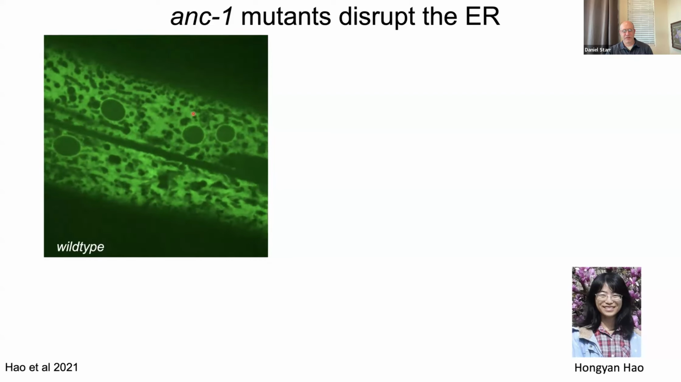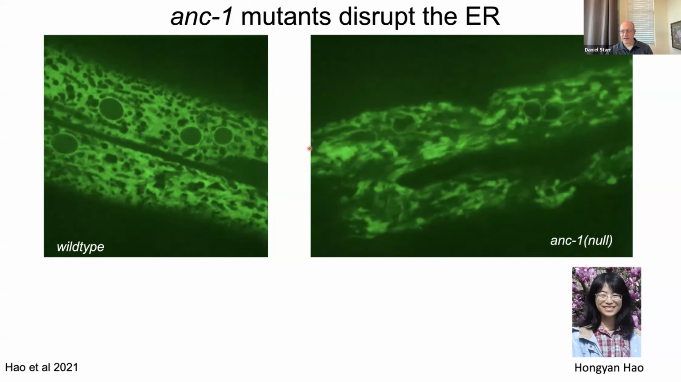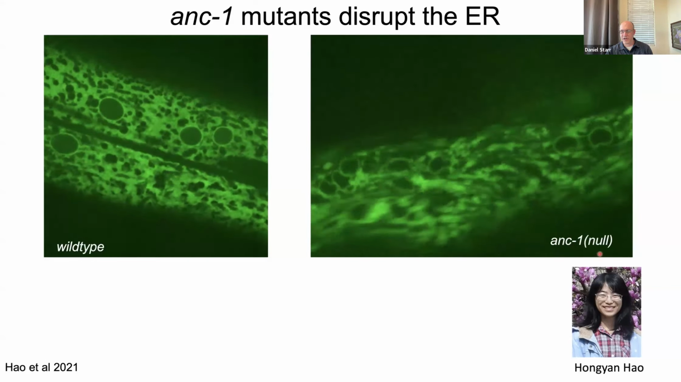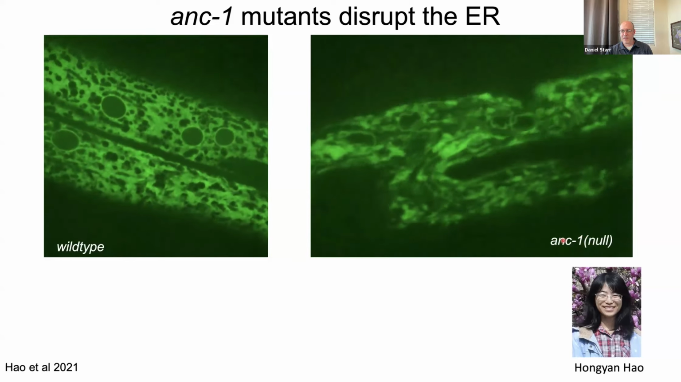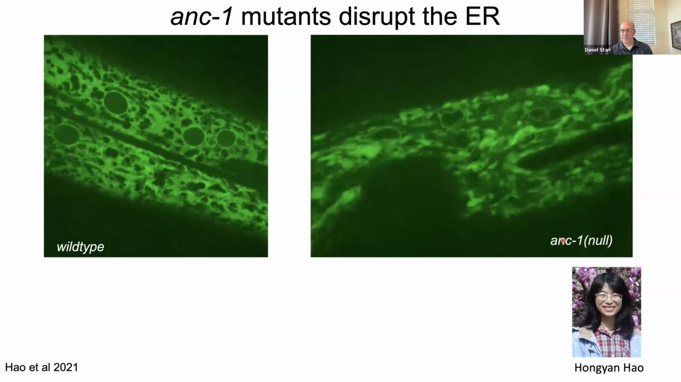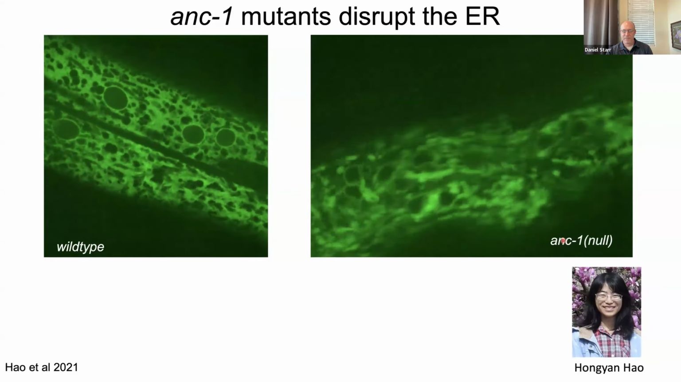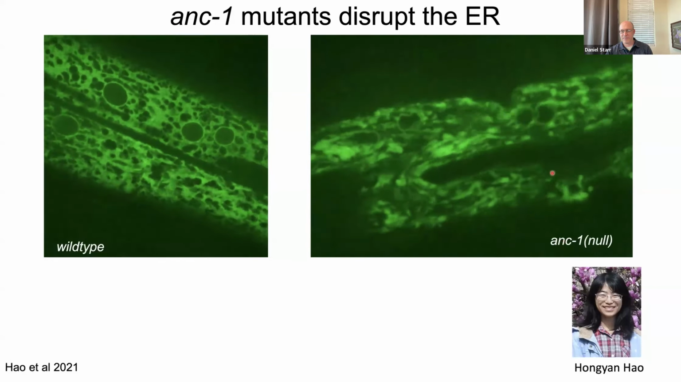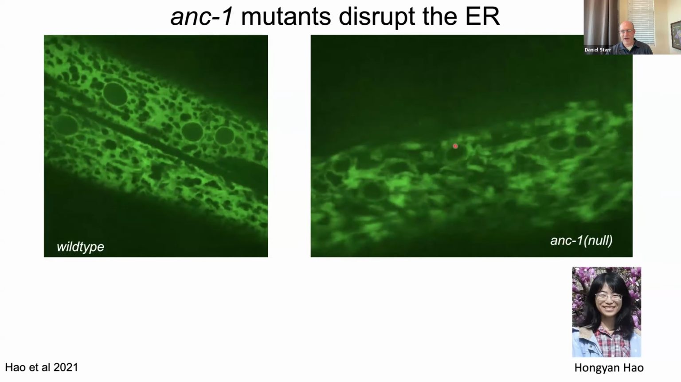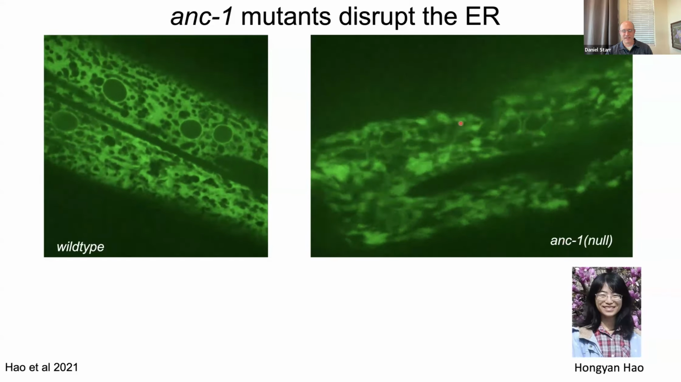Now, when we introduce a null mutation in ANK1, we see severe defects in the ER. And so here is just removing this one gene. And now the ER is no longer anchored in place. We call this phenotype sloshing. It's sloshing around in the cell. The ER has become fragmented. You can see the nuclei are moving back and forth in the flow here. And this is just a mess.